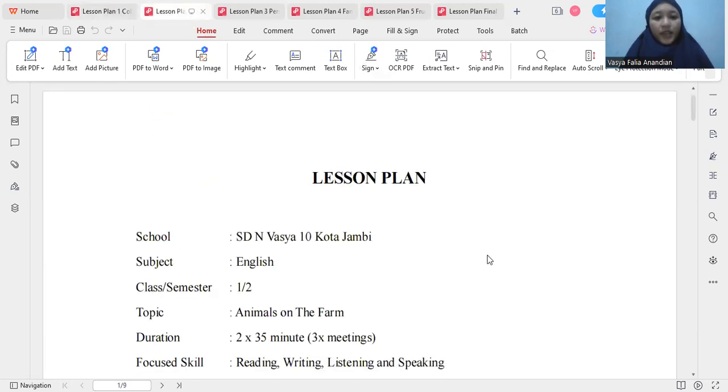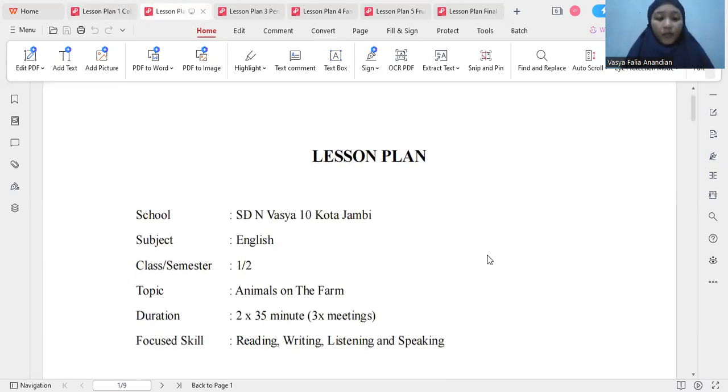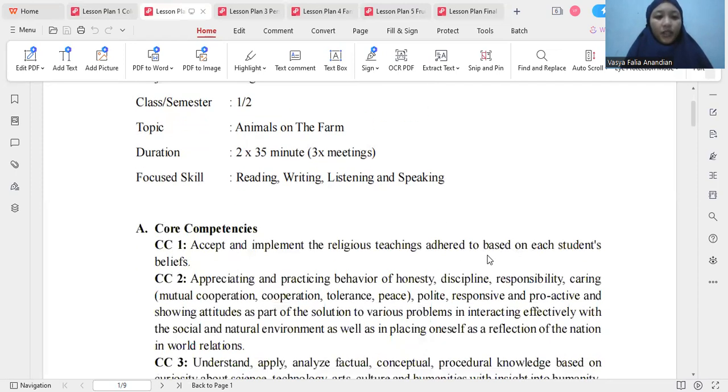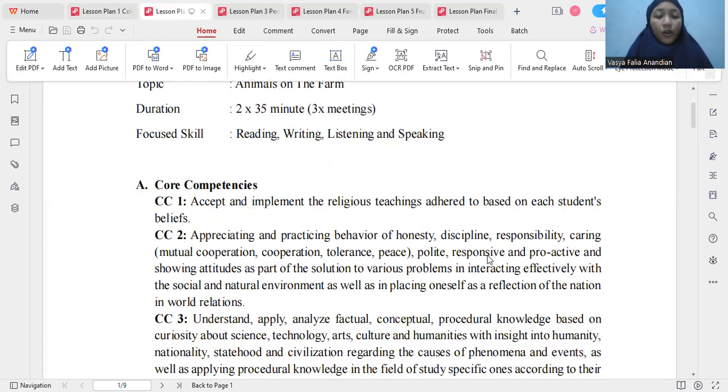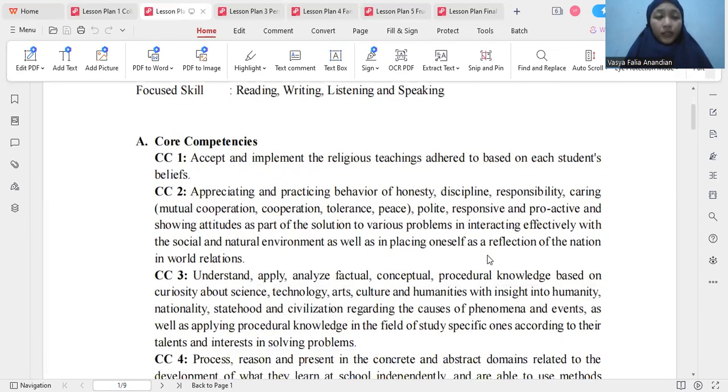So the second lesson plan is about animals on the farm. Also, the duration of the time is the same, 35 minutes for 3 meetings. The focused skills are reading, writing, listening, and speaking, mainly reading and writing. The core competencies are still the same.